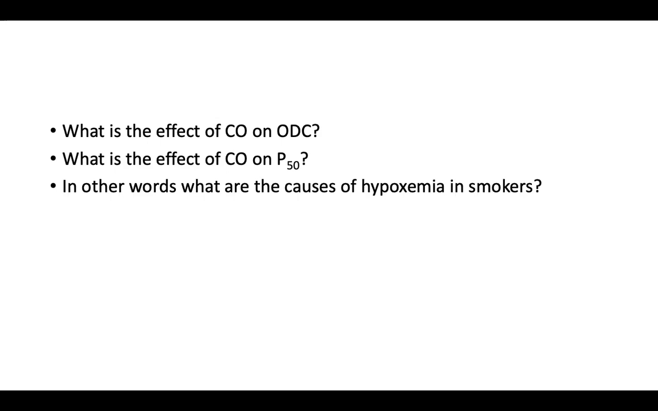Okay. So in other words, what are the causes of hypoxemia in smokers? There is increased oxygen affinity, the ODC is shifted to the left, and there is a reduction in P50. So there is less oxygen release to the myocardium. So these are the causes for hypoxemia in smokers. Okay, sir. So we talked about carbon monoxide. We'll talk about nicotine.